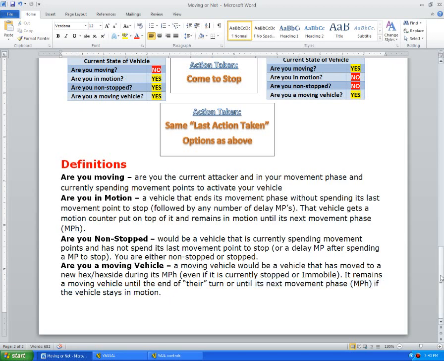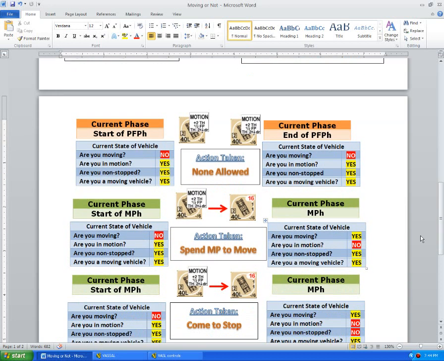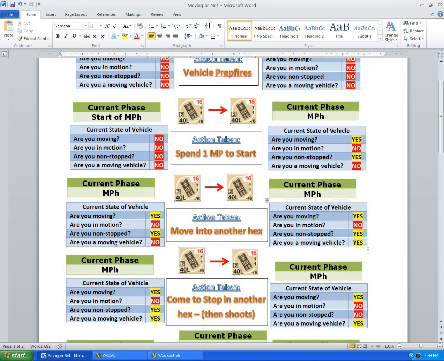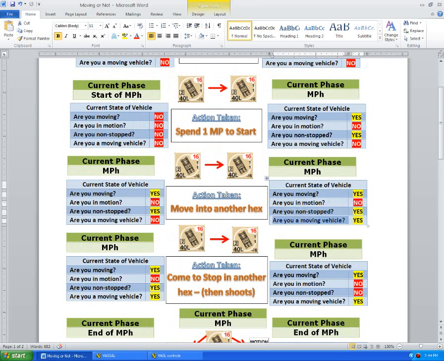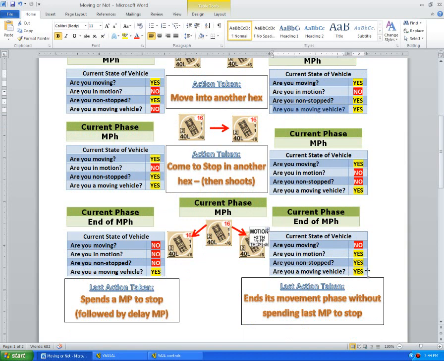So hopefully now that you understand some of the different states a vehicle can be in, and the different actions you can take to adjust the state they're in, notice that once you start moving the vehicle and you are considered a moving vehicle, you're going to stay that way no matter what other action you take. You notice it, yes, yes, yes. Even if I stop the vehicle, and even if I don't stop the vehicle, once I get yes on my moving vehicle, it's going to stay that way. And then the big decision at the end is whether or not to stay in motion. Okay, it should be noted that you can go in motion in your defensive phase.